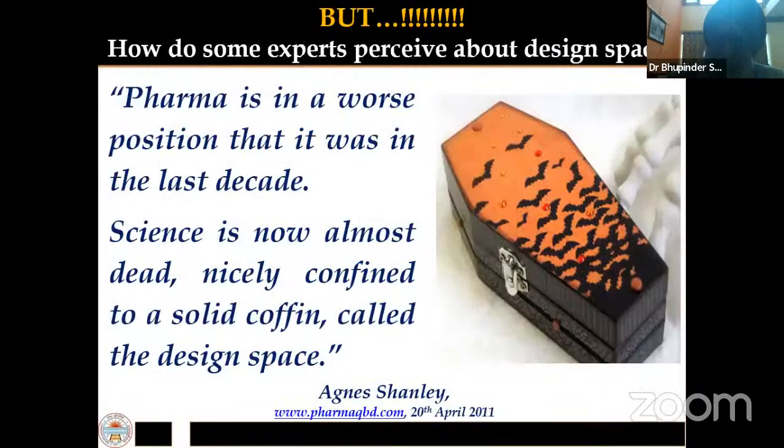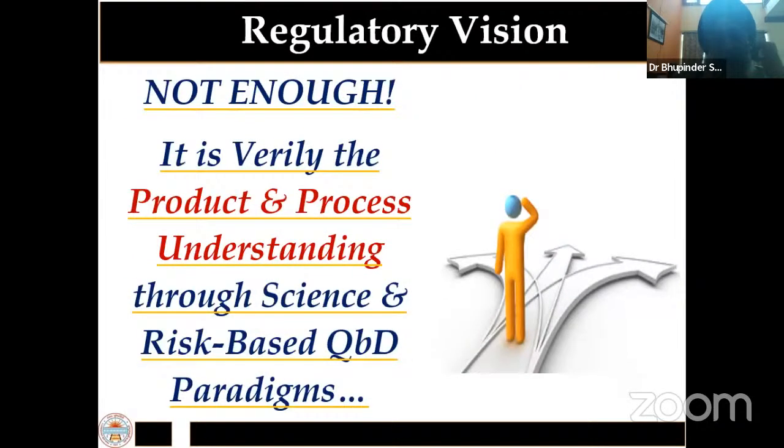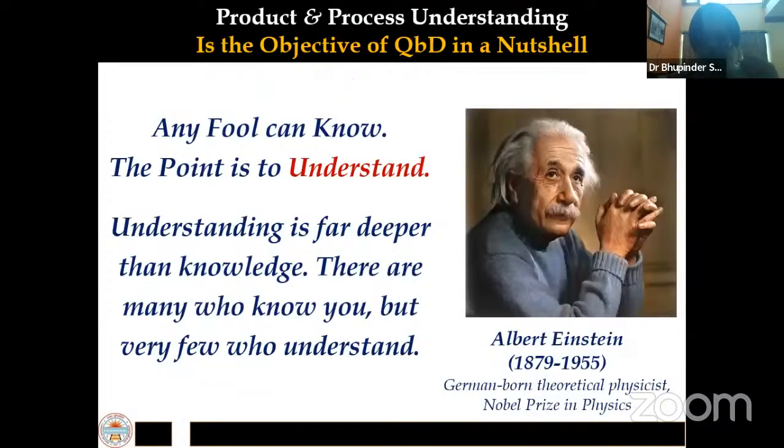So let me, in the last few minutes, bring some cautions. It is told pharma is in a worse position than it was in the last decade. Science is almost dead, nicely confined to design space. Now, question arises: is design space the only objective and outcome of a QbD exercise? No, it is the product and process understanding through science and risk-based QbD understanding.